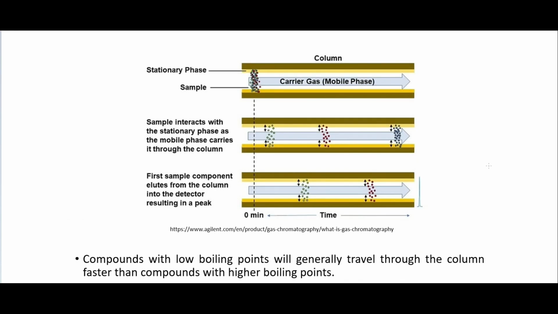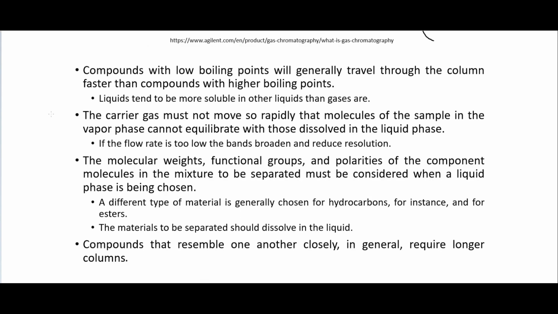And so what we have happen, we put our sample in here. It has multiple different things. Some of these will move fast through the column, some more intermediate, and others will move more slowly. The things that are interacting with the liquid stationary phase are going to move more slowly through it. And so the things that move faster through it will come off faster, and so then we will get the peaks for those faster. So compounds with low boiling points will generally travel through the column faster than compounds with higher boiling points.